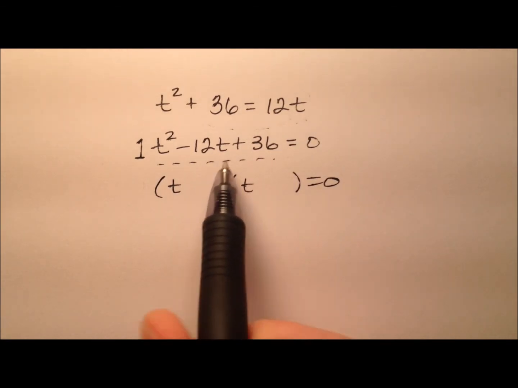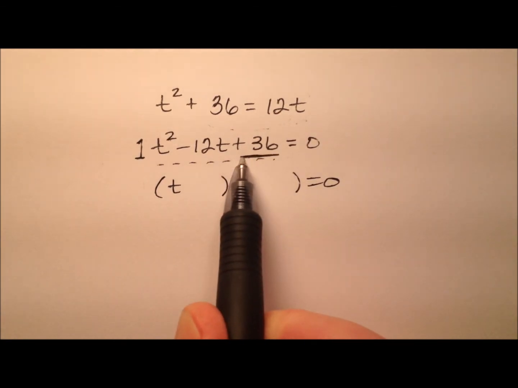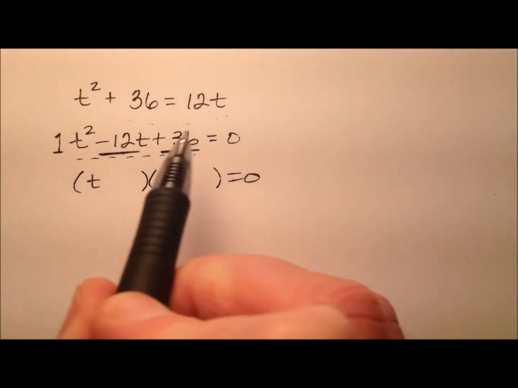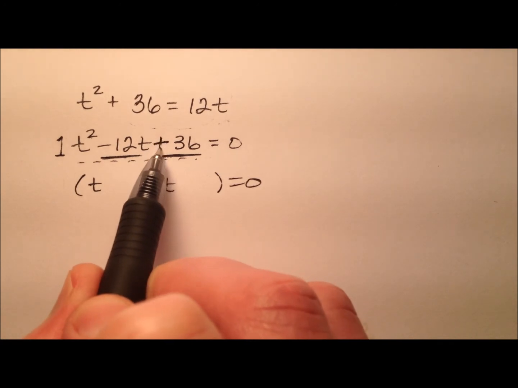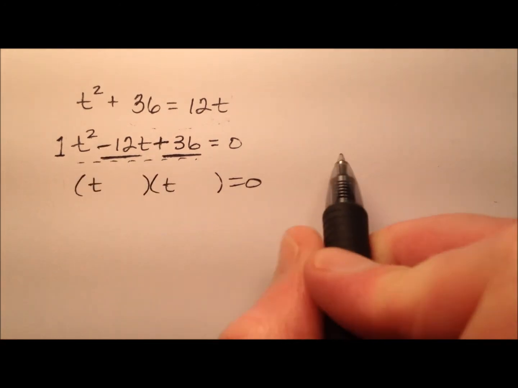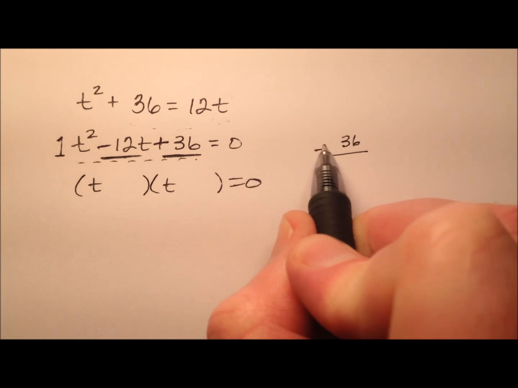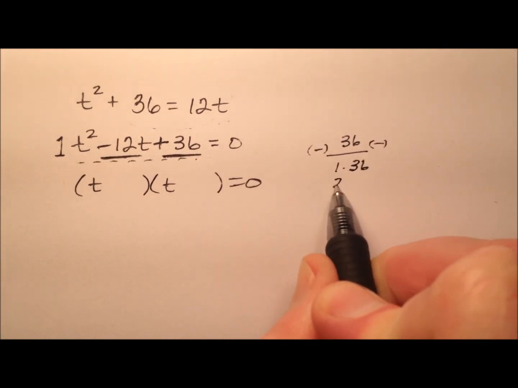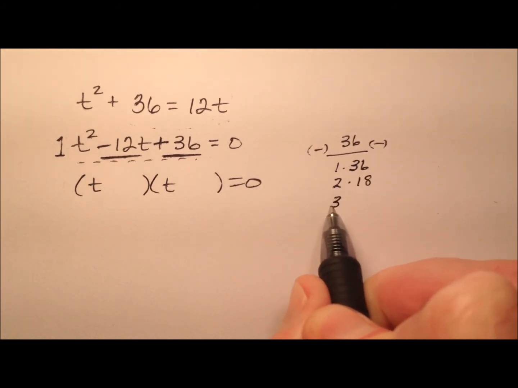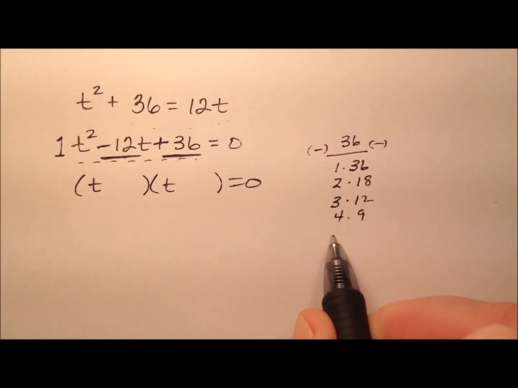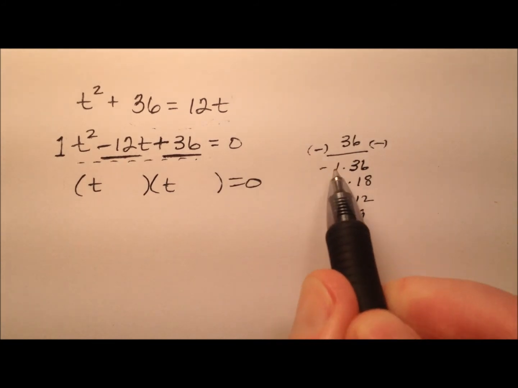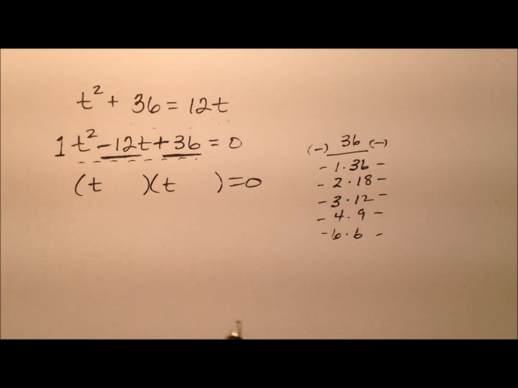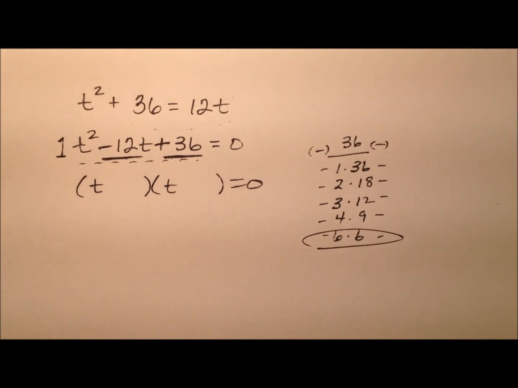So really, I just need to figure out what two numbers multiply to make positive 36 that add to make negative 12. So they multiply to make a positive, so we know the signs are the same. They add to make a negative, so we actually know that both signs end up being negative. So factors of 36: 1 and 36, 2 and 18, 3 and 12, 4 and 9, and then a 6 and 6. And we know that each pair is going to have two negatives. It looks like negative 6 and negative 6 is going to be what we need.